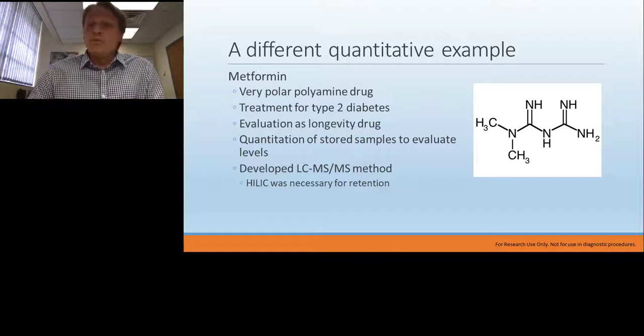In this case, we developed a standard LCMS method. And in our setting, we use a HILIC, which is hydrophilic interaction liquid chromatography, as an improved way to do separation because it enables the retention of more polar analytes rather than reverse phase chromatography.